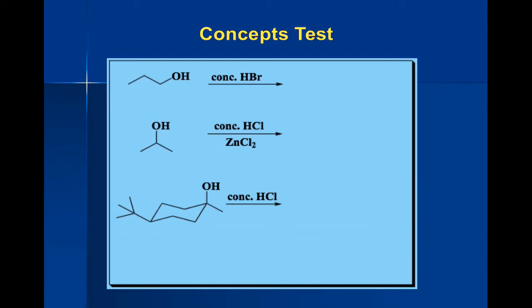All right. What's going to happen in the first reaction? What are we going to get? SN2, but what's the product going to be? Name it for me. Yep, 1-bromopropane. That's what we're going to get, right? And it is an SN2 reaction. How about the second reaction? 2-chloropropane.